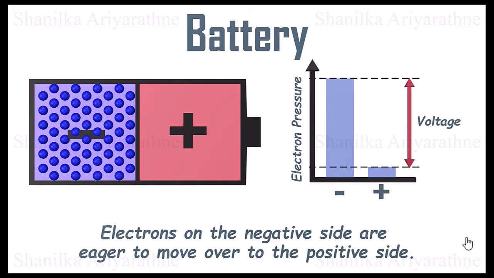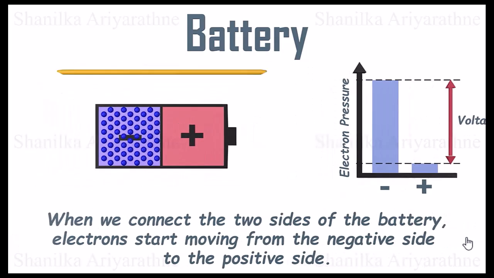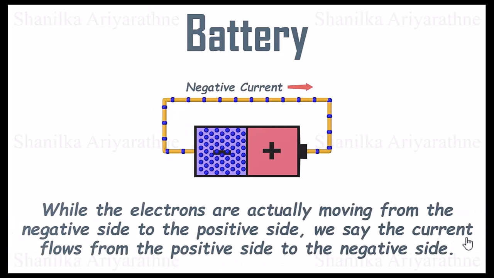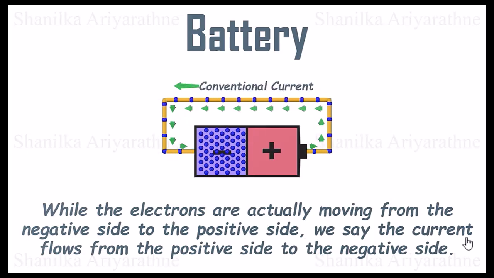Now let's give those electrons a path using a conductor. When we connect the two sides of the battery, electrons start moving from the negative side to the positive side. This movement of electrons is called a negative current. But remember, since we don't like negative things, we refer to the current as flowing from positive to negative. So while the electrons are actually moving from the negative side to the positive side, we say the conventional current flows from the positive side to the negative side.